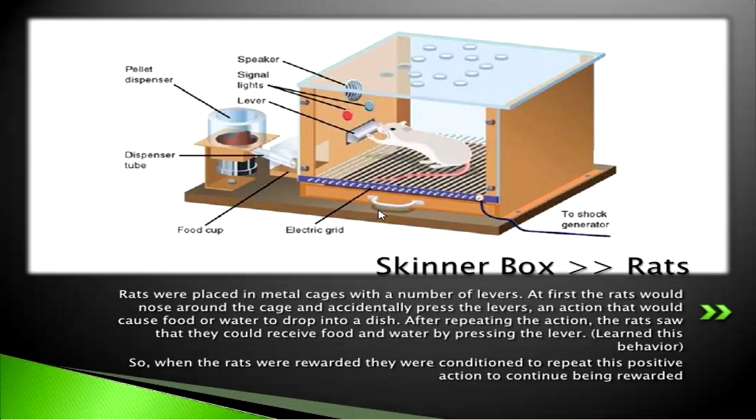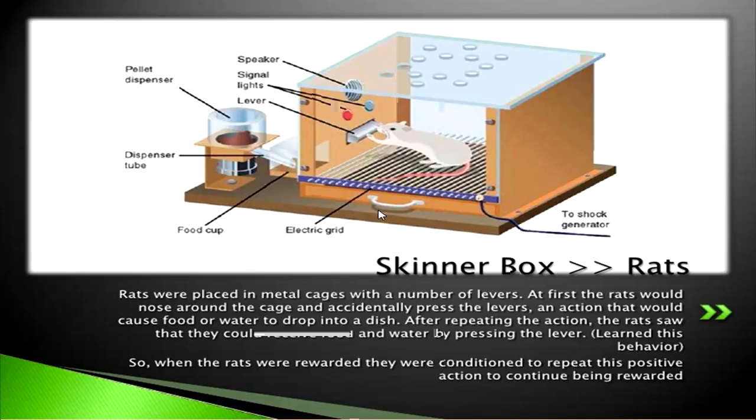In this case, as we can see in the Skinner box, or the operant box as it is called, there is a rat, and by pressing the right lever, the rat will be delivered a food pellet or the rat will get an electric shock. So, rats were placed in these metal cages with a number of levers. At first, the rat would nose around the cage and by chance or accidentally press the lever, an action that would cause food or water to drop into a dish. After repeating the action, the rat saw that it could receive food and water by pressing a particular lever. So, in a way, it learned this behavior. When the rats were rewarded, they were conditioned to repeat the positive action to continue being rewarded.